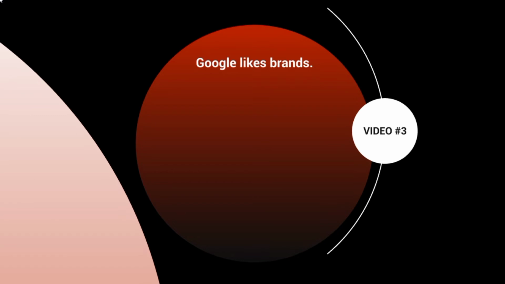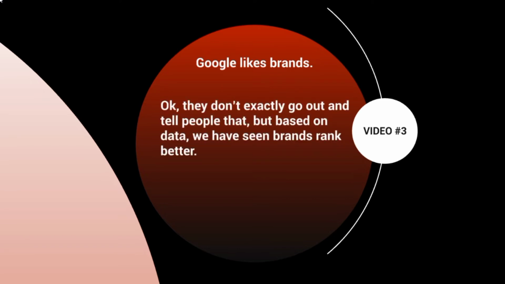Now, we don't know exactly whether this is true or not, but based on the data that we have seen and based on the data that has not only worked for us, but for many others, Google likes brands. Now, it's not necessarily that they are particularly liking brands because brands make a lot of money or anything like that, but what we've realized are certain variables that make a brand stand out. So they don't exactly go out and tell people that they like brands, but based on the data that we've seen, we have seen brands rank better.